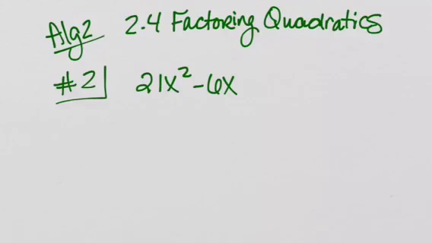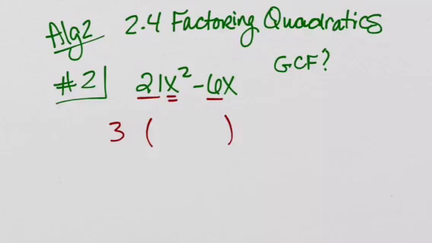Okay, and it looks like this. I have 21x squared minus 6x. And the first thing that I always want to do is see, is there a greatest common factor that I can pull out to make my problem and my numbers maybe a little bit smaller and less complicated. So I'm going to just walk through this with you. 21 and 6 have a common factor of 3. So I know that I can pull a 3 out, okay?